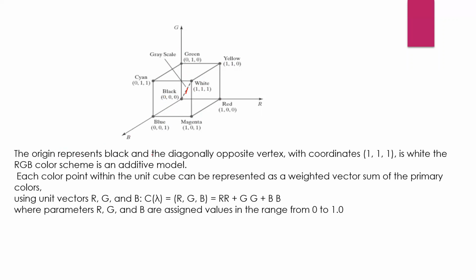The origin represents black, and the diagonally opposite vertex, with coordinates (1,1,1), is white. The RGB color scheme is an additive model. Each color point within the unit cube can be represented as a weighted vector sum of the primary colors. Using unit vectors R, G, and B, C(lambda) = (R, G, B) = RR + GG + BB, where the parameters R, G, and B are assigned values in the range from 0 to 1.0.